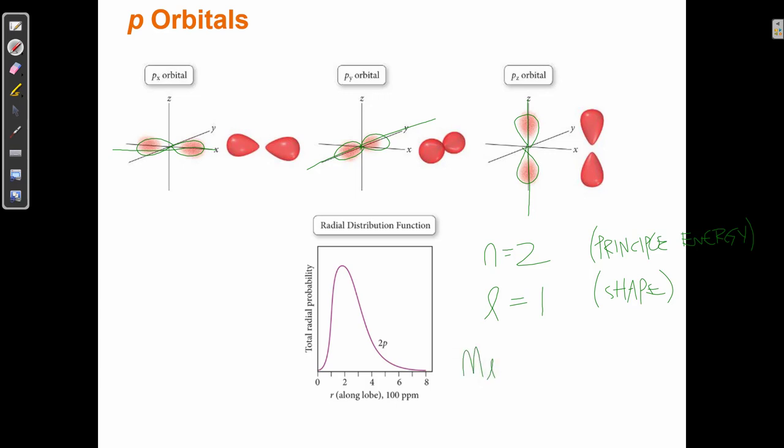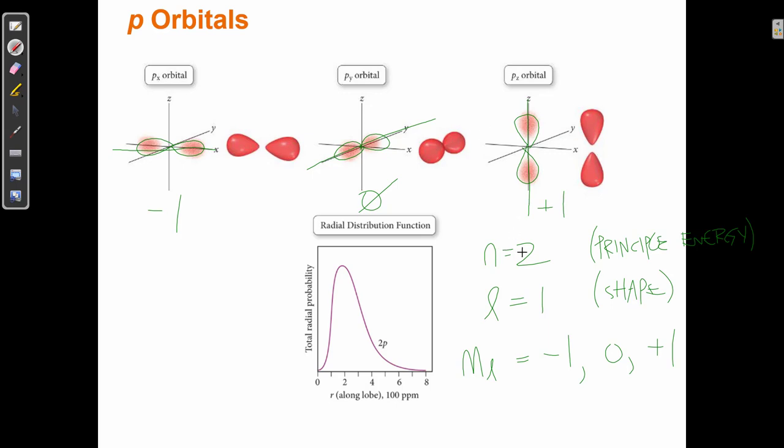And now let's look at m sub l. We haven't looked at this one yet. The values of m sub l for these p orbitals are -1, 0, and +1. So I have three possible values for m sub l. What do these three values mean? Well, they correspond to the three different orientations of the p orbital.